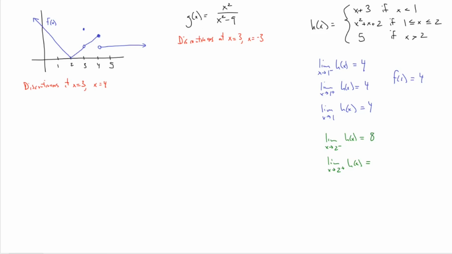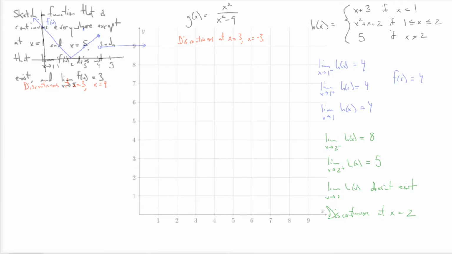And as x approaches 2 from the right, take a number just slightly larger than 2, and it's the bottom rule that applies, and you get that the limit as x approaches 2 from the right is 5. And so that tells us that the limit as x approaches 2 of h of x doesn't exist. And so this function cannot possibly be continuous at x equals 2. It's discontinuous at x equals 2 because the limit doesn't exist, but it's continuous everywhere else.